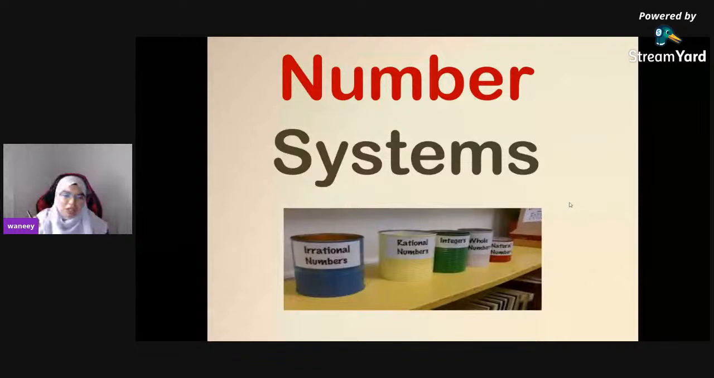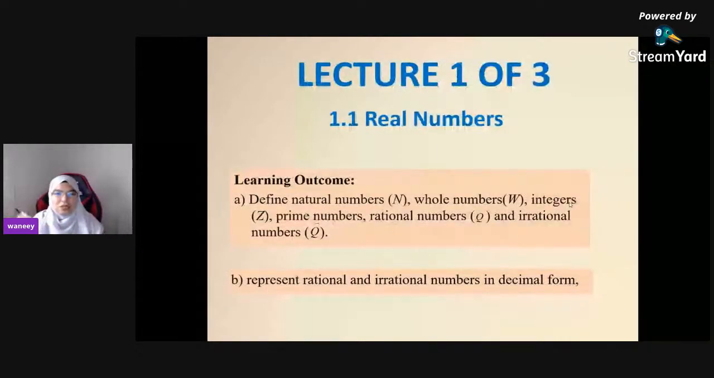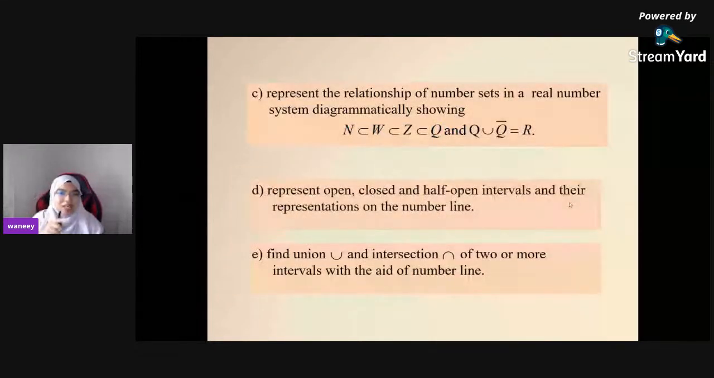Okay, so for today we are going to start with the number system. So basically we're going to do the real number and then a little bit of complex number. Okay, so those are what you need to know in real number. So you should be able to define the natural number, whole numbers, integers, and then prime numbers, rational numbers, irrational numbers, and then you should be able to represent the rational and irrational numbers in decimal form. Represent the relationship of number set in a real number system, diagram D, showing that n is a natural number.